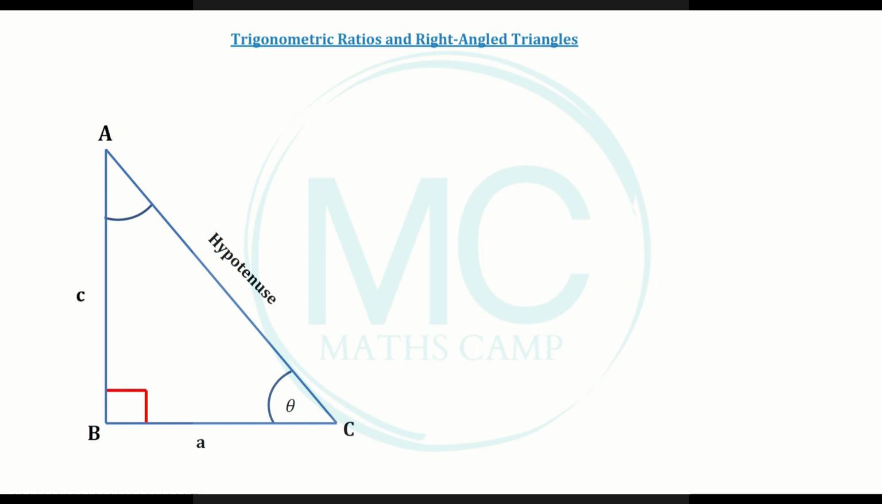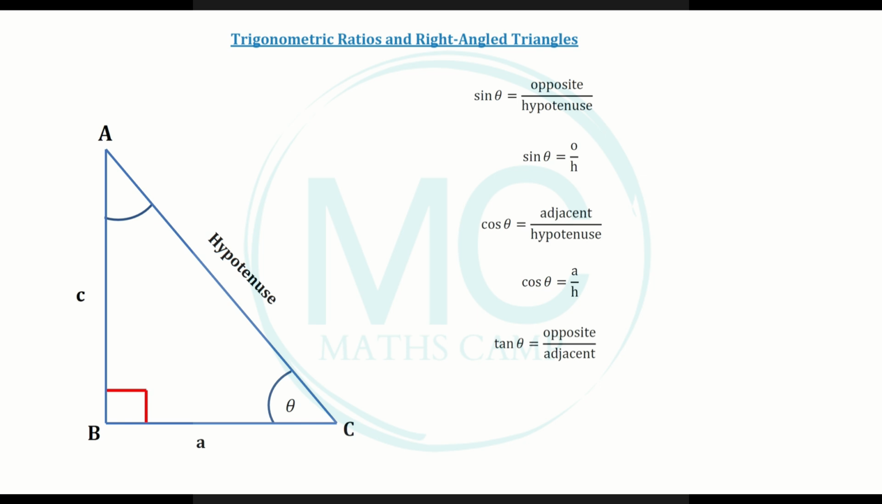For sine, we say sine theta is equal to the opposite over the hypotenuse. And in maths, we can write this as sine theta equals O over H. For cosine, we can say cosine theta is equal to the adjacent over the hypotenuse. And we say cosine theta is equal to A over H. And for tangent, we can say tan theta is equal to the opposite over the adjacent, which we can write as tan theta is equal to O over A, where theta is the angle.